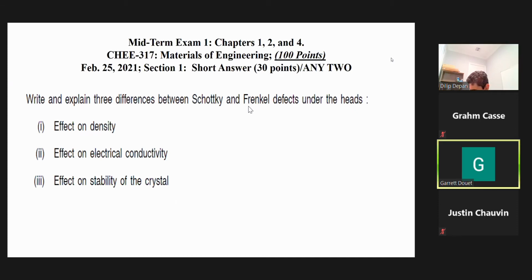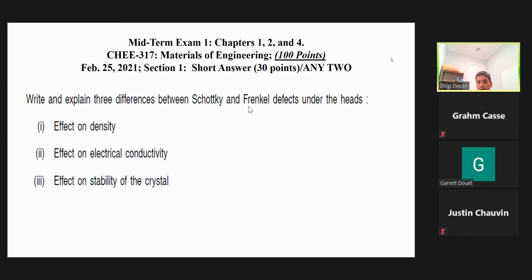I know the Schottky doesn't affect... Schottky doesn't, or does? Schottky does, because in a Schottky defect, your cation and anion both are missing, right? They're missing completely. So that means your material is missing, right? So it will definitely decrease the density.